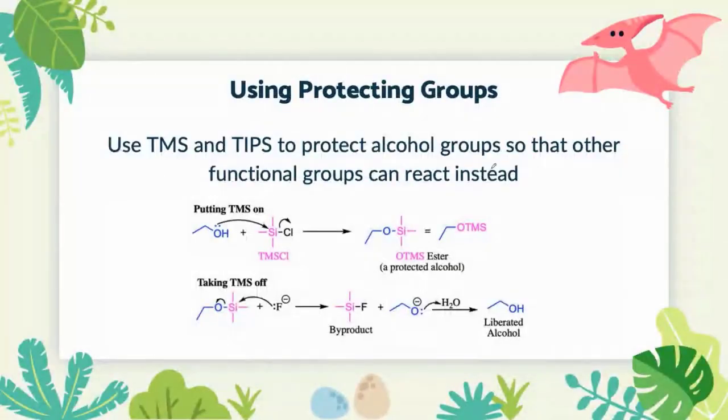This tells you I am ready for an SN2 reaction, right? So that's great. On the flip side, you can also use protecting groups, right? So you can use either TMS or TIPS to protect your alcohol groups so that other functional groups can react. This is a great way to prevent reactions that we don't want to happen. For example, you'll remember with a Grignard reagent, you can't react a Grignard reagent in an acidic environment. However, if I put TMS on my alcohol, suddenly it's no longer acidic. So I can start doing my Grignard reagent reaction without worrying about an alcohol, right?